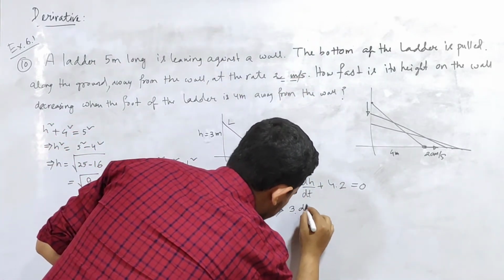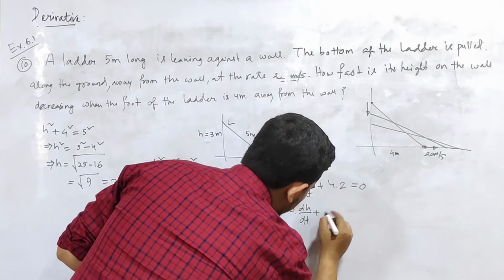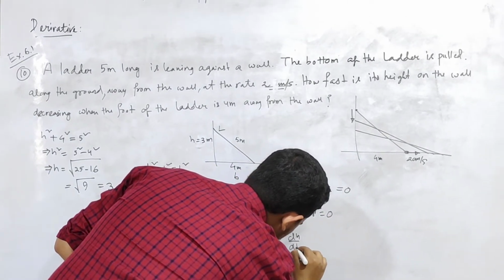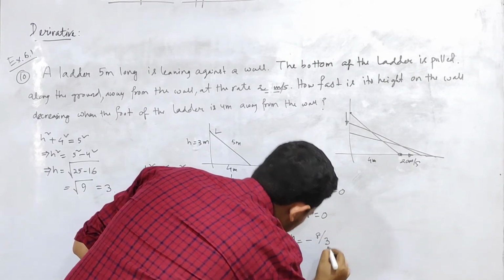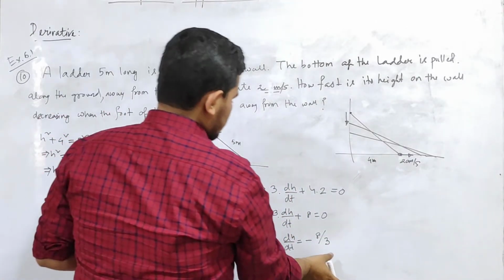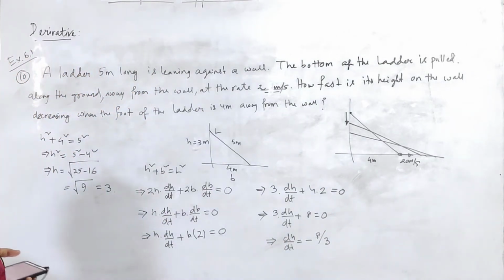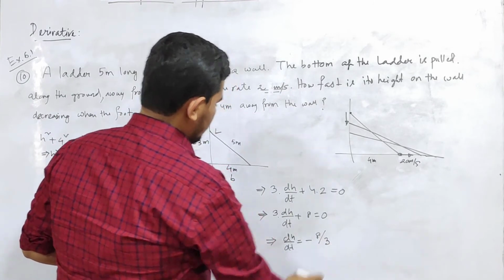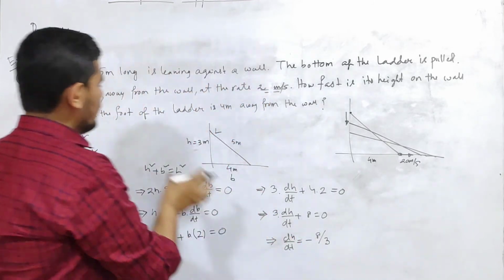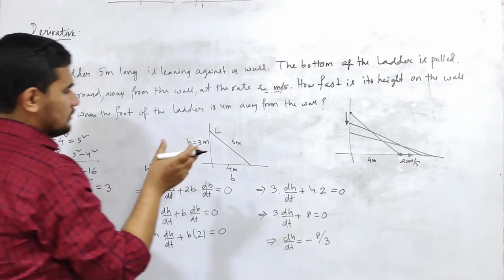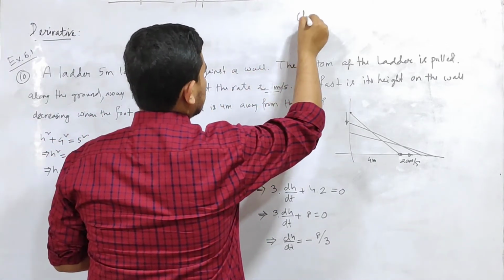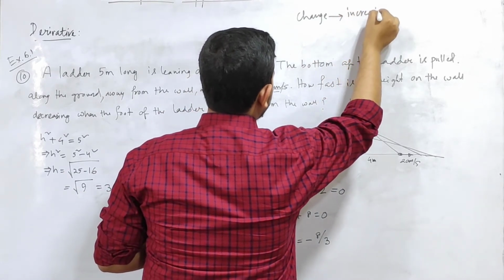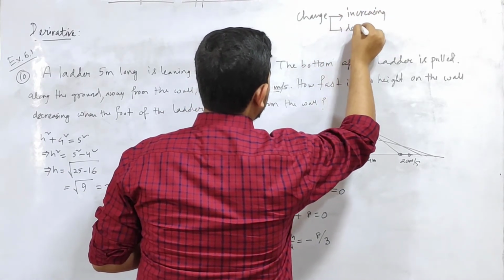So this is 3 dh by dt, this is 8. So this is dh by dt. So minus 8 by 3 will be the answer. This is the rate at which the height is decreasing, this is 8 by 3. Here the minus sign signifies that this change, when I write change, this change can be increasing, or rather it can be decreasing also.